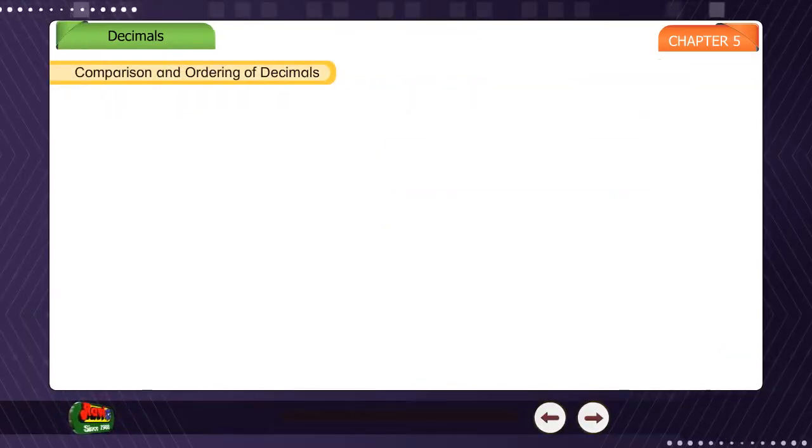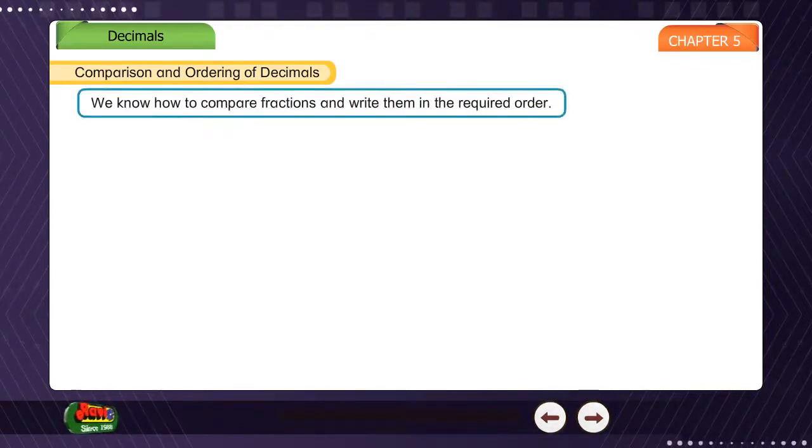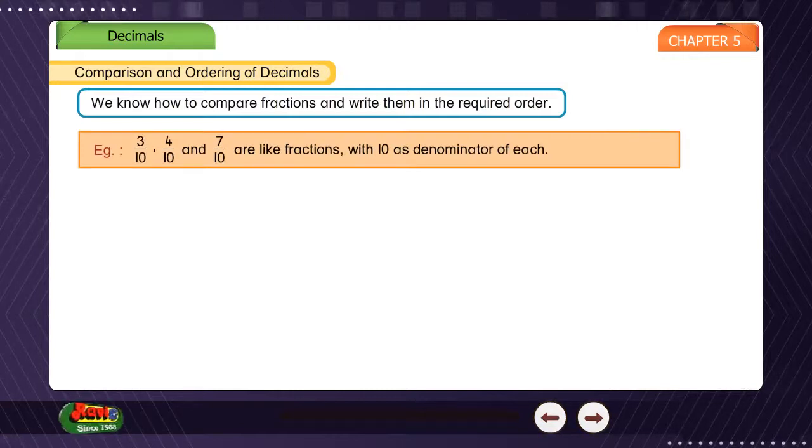4. Comparison and ordering of decimals. We know how to compare fractions and write them in the required order. Example: 3 by 10, 4 by 10 and 7 by 10 are like fractions with 10 as denominator of each. 3 is less than 4, 4 is less than 7. Hence, 3 by 10 is less than 4 by 10. 4 by 10 is less than 7 by 10.